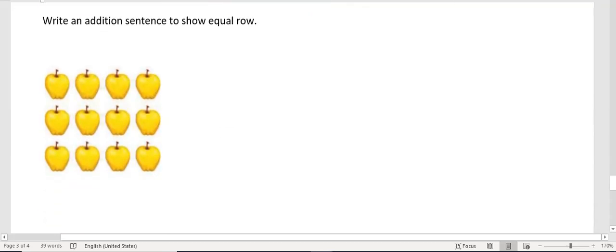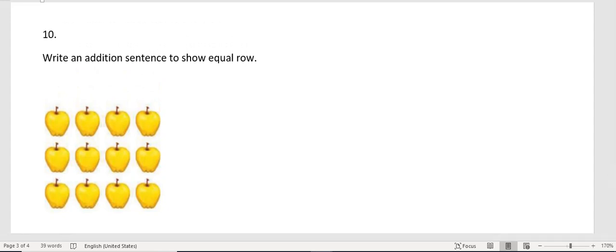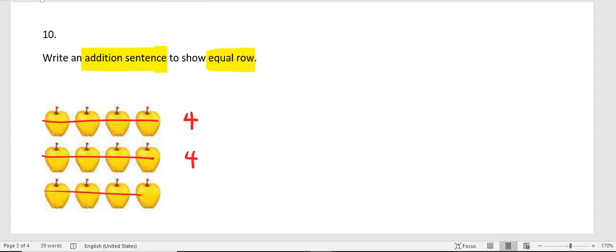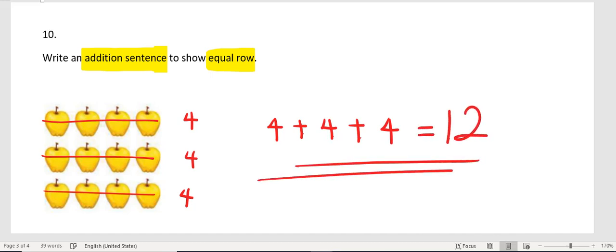Question number 10. Write an addition sentence to show equal rows. An addition sentence. So what do we have in row 1? We have 4 apples. In row 2, 4. And in row 3, 4. So our addition sentence is going to be 4 plus 4 plus 4, all equals 12.